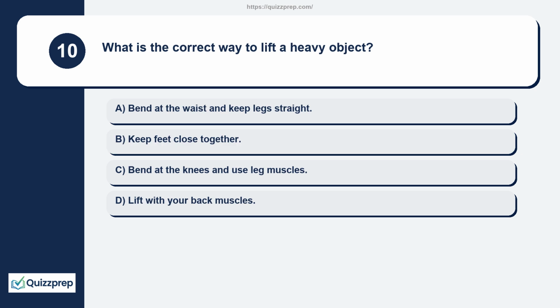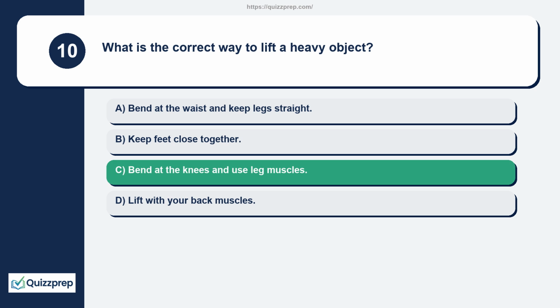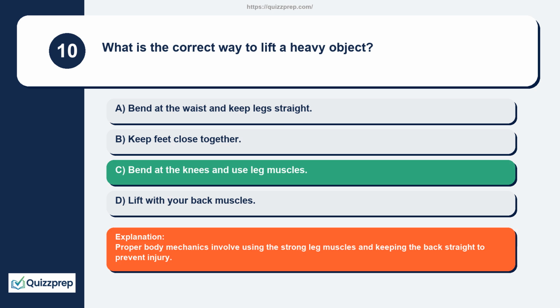Question 10. What is the correct way to lift a heavy object? Bend at the waist and keep legs straight. Keep feet close together. Bend at the knees and use leg muscles. Lift with your back muscles. Proper body mechanics involve using the strong leg muscles and keeping the back straight to prevent injury.